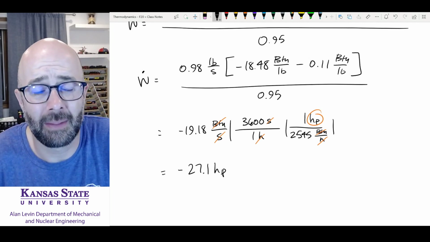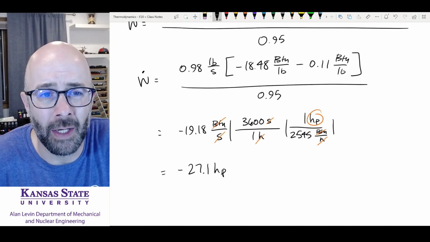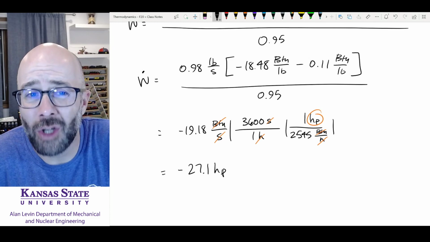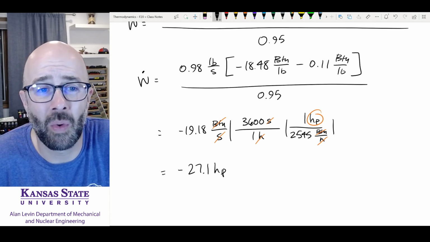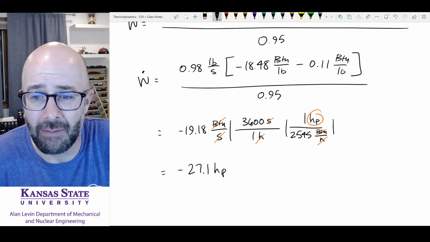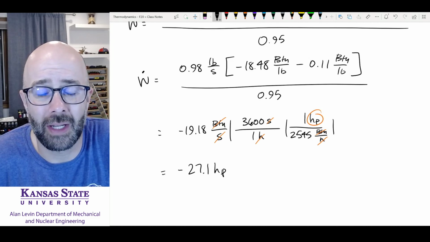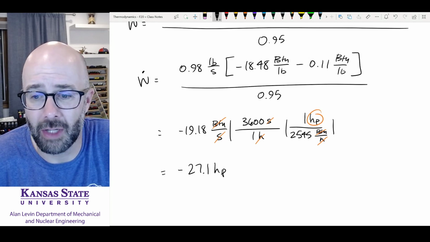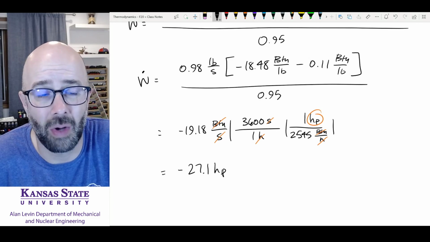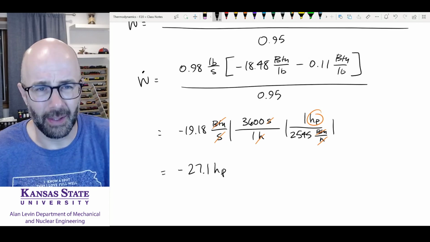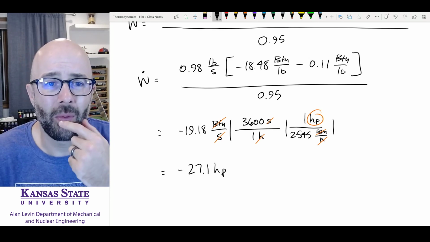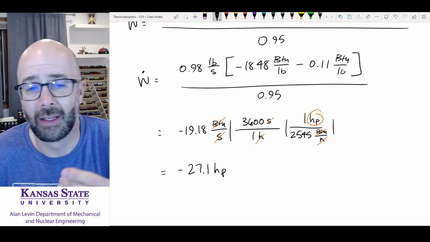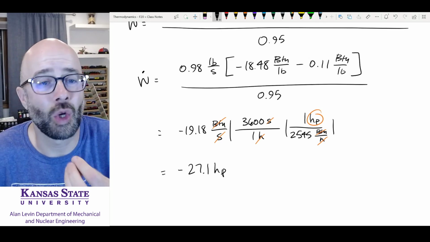So the problem statement might say something like, what is the power required to run this compressor? Power required. They already know it's negative, and so I put in the magnitude, 27.1 horsepower in my answer. If they don't ask me that way, if they say, what is the power for the compressor, I'd have to put negative 27.1. But if they say something about required, or something about produced, then I wouldn't have to worry about a sign convention, because produced tells me they know it's positive for a turbine. Required says they know it's negative.